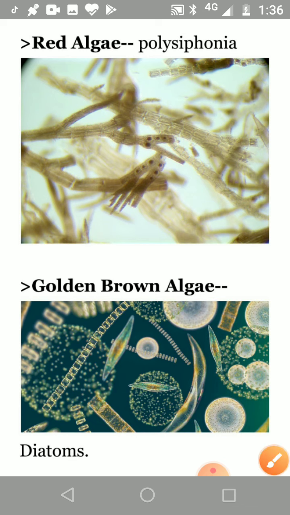Now, what I told you is that their size may be 1 micron to a few meters, like 60 meters, not centimeters. Up to 60 meters, we can find this kind of organisms.